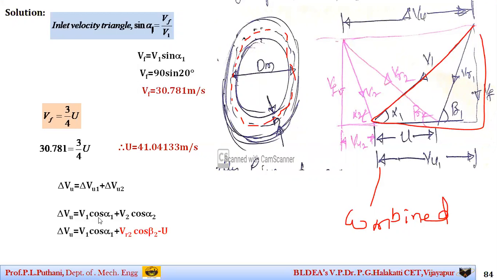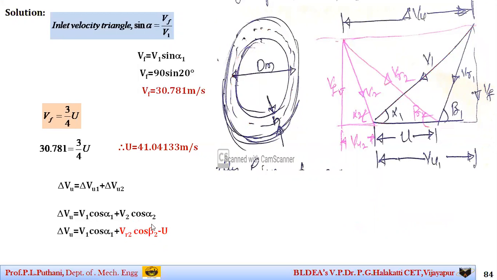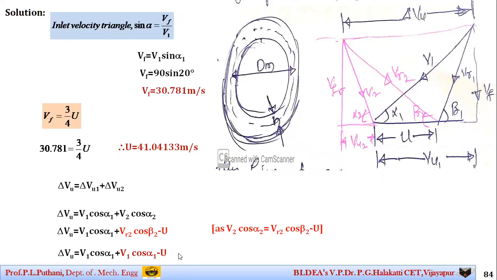Then go for finding delta VU, that is delta VU is equal to VU1 plus VU2, where delta VU is equal to V1 cos alpha 1 plus V2 cos alpha 2. This particular value of V2 cos alpha 2, I can write in the form, as I have already discussed in the previous sessions also, as VR2 cos beta 2 minus U. Now, once we have this, you can simplify it as V1 cos alpha 1 minus U, or 2 V1 cos alpha 1 minus U.